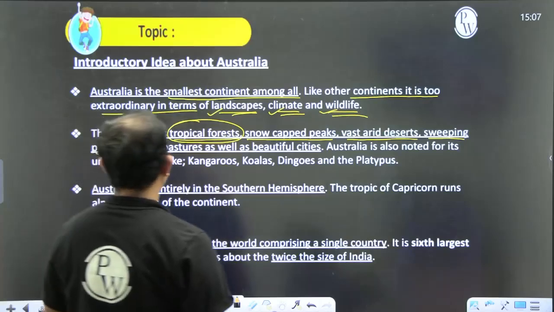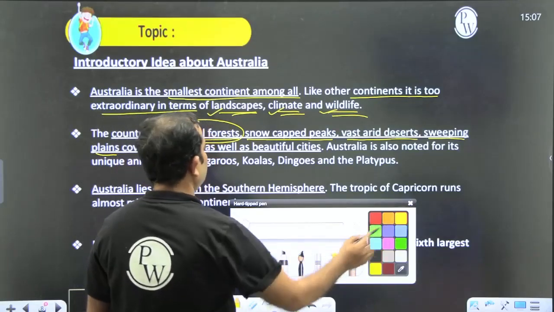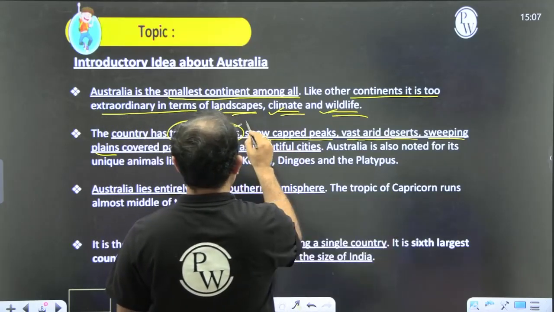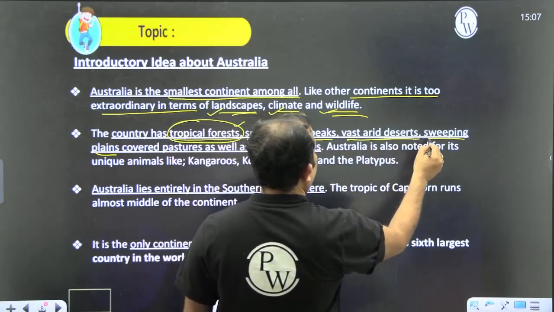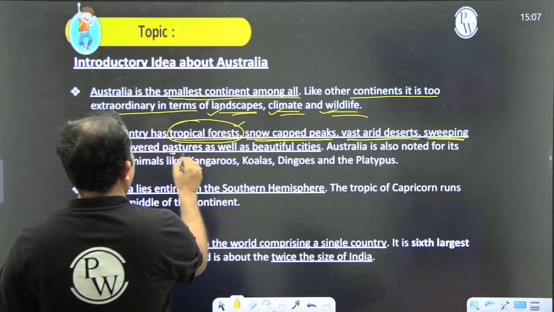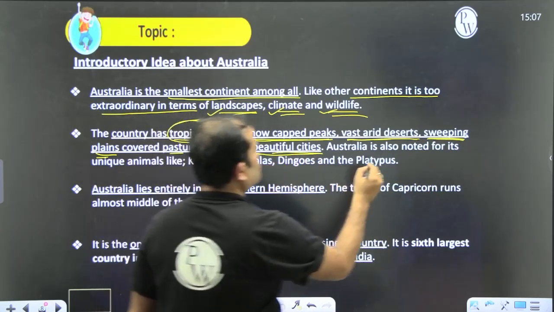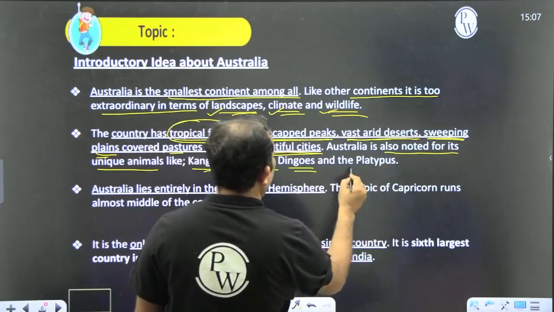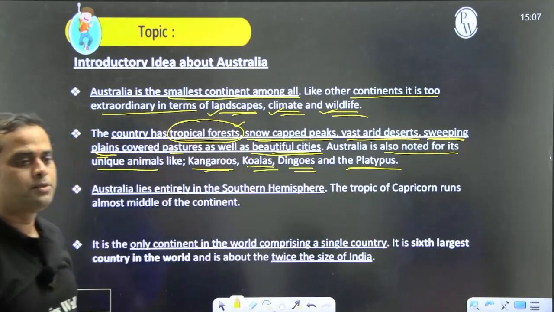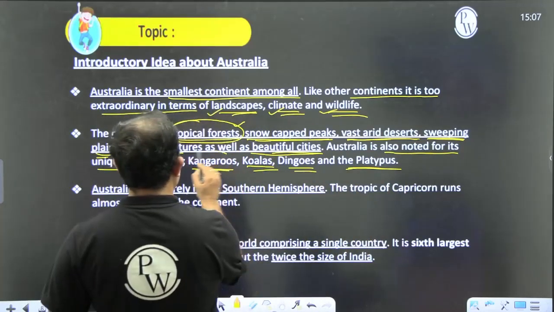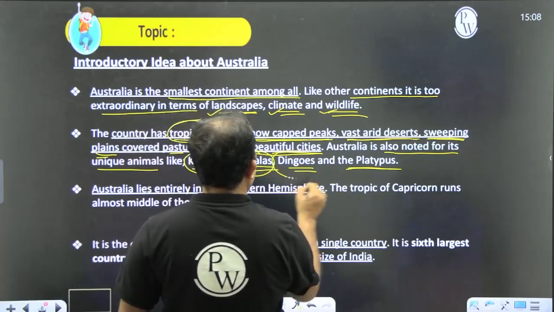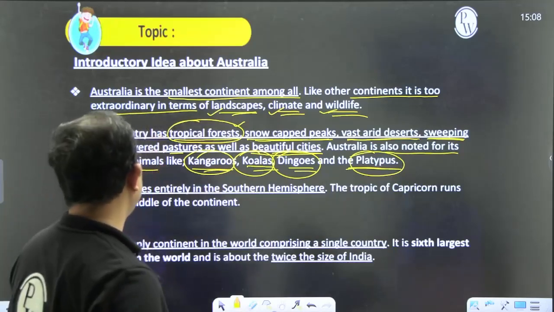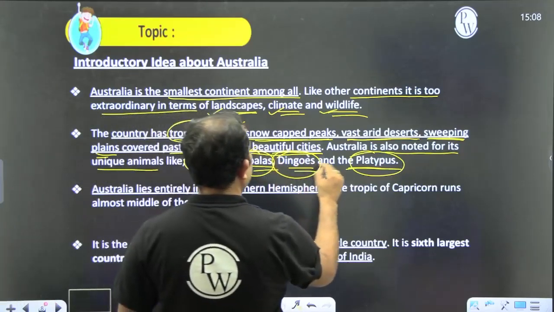Now you see again, it covers tropical forest, snow-capped peaks, vast arid deserts, sweeping plains, pasture, as well as beautiful cities. Australia is also noted for its unique animals like kangaroos, koalas, dingoes, and the platypus. Australia is famous for these animals: kangaroos, koalas, dingoes and platypus.